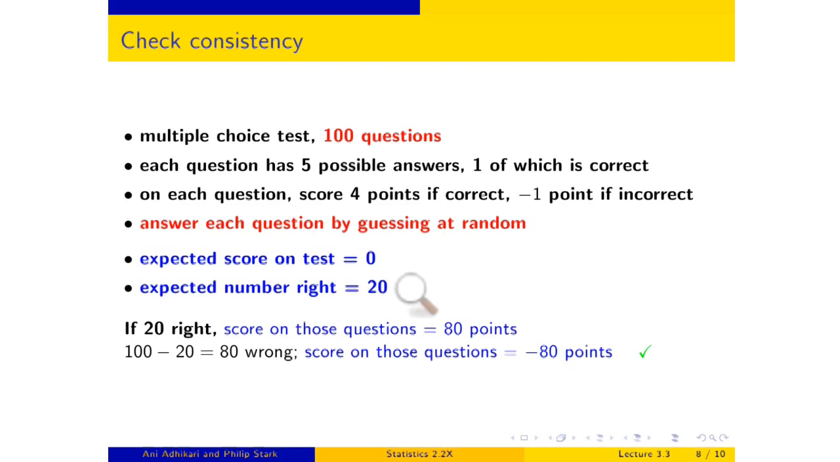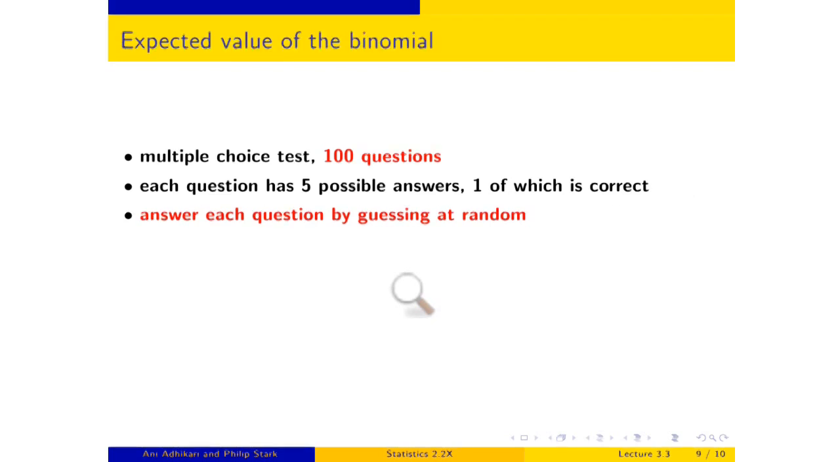And just to finish up, we're going to take a look at this expected number right and connect it to something we've done recently. So I'm looking at the number right, and I have forgotten, therefore, about the grading scheme. How many points you get is not my issue. It's just the question of, do I get an answer right or not?